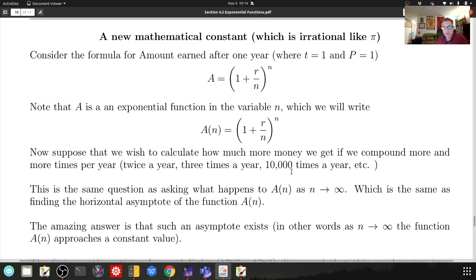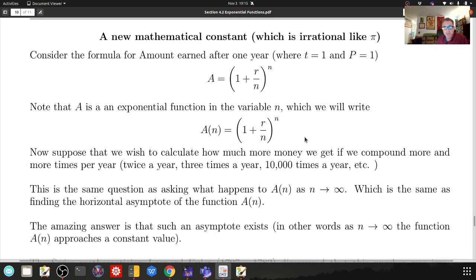Twice a year, 3 times a year, 1,000 times a year. This is the same as asking the question, what happens to our function A of n as n approaches infinity? Now, since we're going to be adding 1 to a fraction, and these numbers r and n are both going to be greater than 0, the base is always going to be greater than 1. So this is an exponential increasing function.